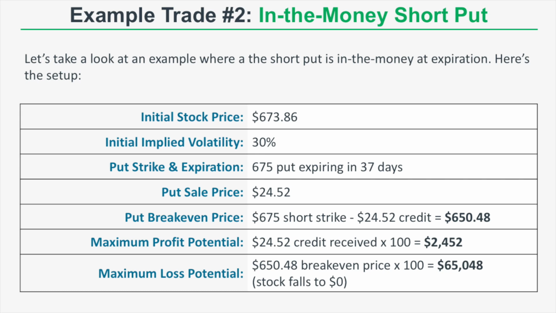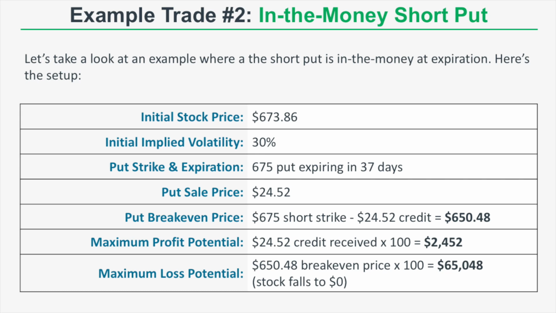And for that put, we're going to collect a credit of $24.52. So that brings our break-even price to the 675 short strike minus the 24.52 credit, which brings us to a break-even price of 650.48. Now the maximum profit potential is the credit times 100, which brings us to $2,452.